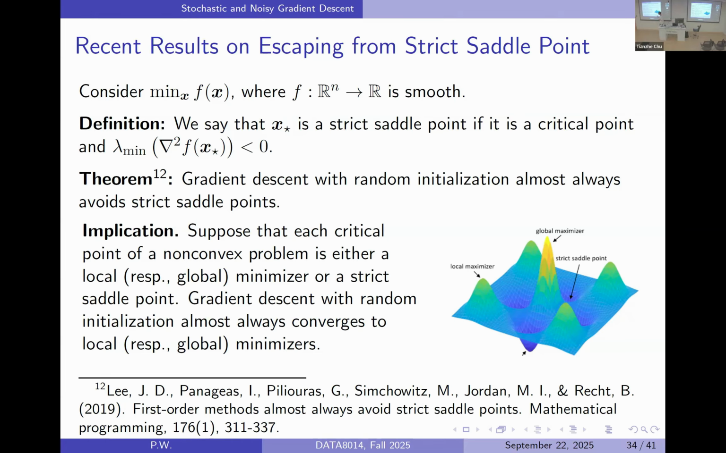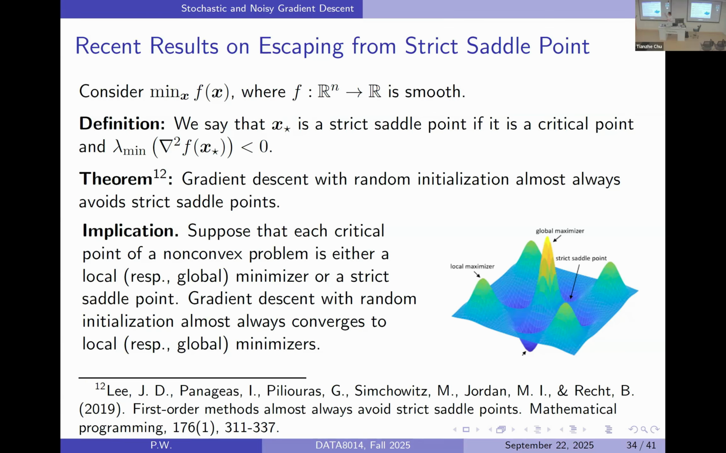It has been shown in this paper, just 5 years ago, by Jason Lee, associate professor from the University of California, Berkeley. They have a very great paper, very impactful in the optimization community. They show that first order algorithms, not just gradient descent itself but other algorithms that use gradient information, with random initialization almost always avoid strict saddle points.